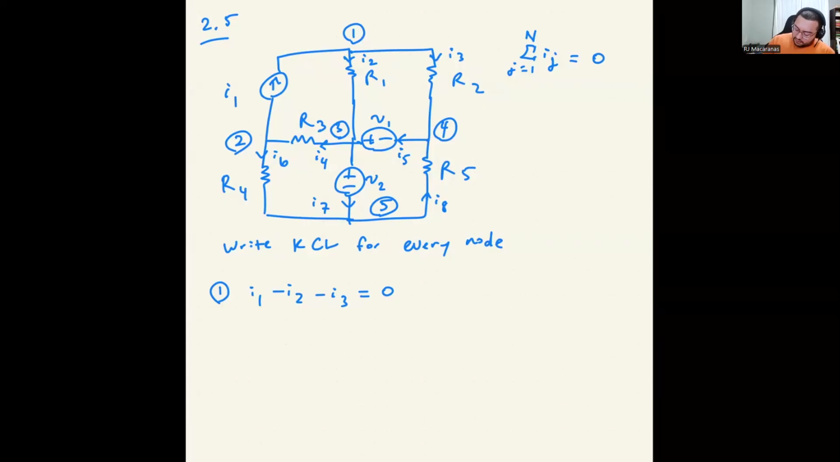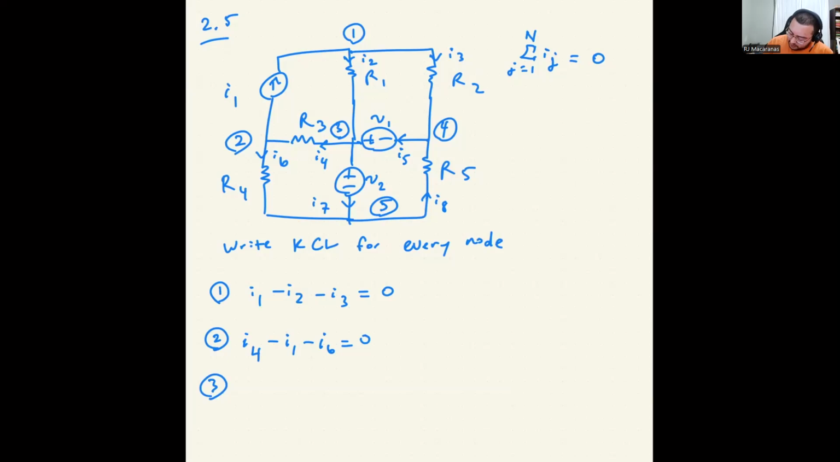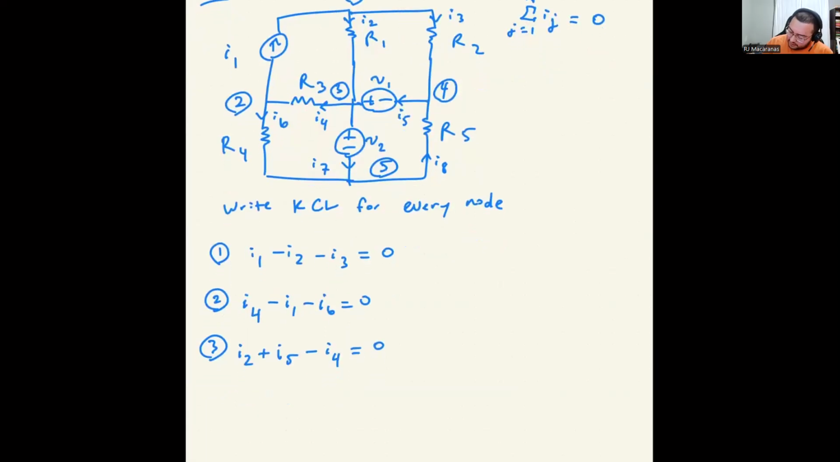All right, so moving on. Number 2. At node 2, I've got I1 and I6 going out and I4 going in, so I4 minus I1 minus I6 equals 0. Then if I go on to node 3, I've got I2 and I5 going in and I4 going out, and so that's going to be 0.